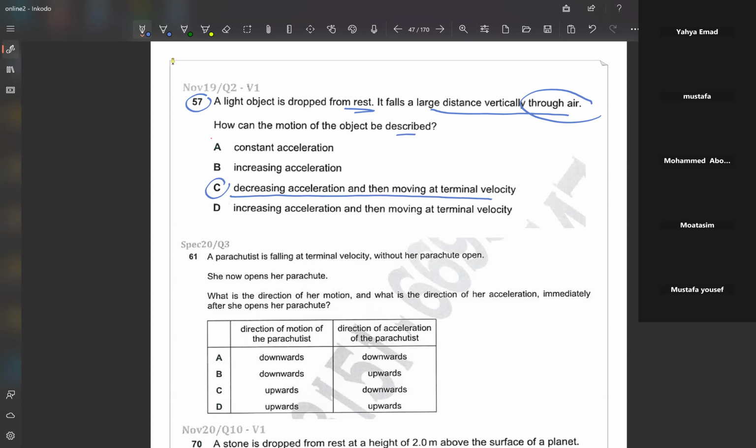Because as I said, if the object is moving a long distance in air, what happens? Air resistance increases, so the resultant force decreases and the acceleration decreases until F net equals zero, acceleration equals zero, and terminal velocity is reached. So this is the correct answer, C. Thank you, Mustafa Yusuf.